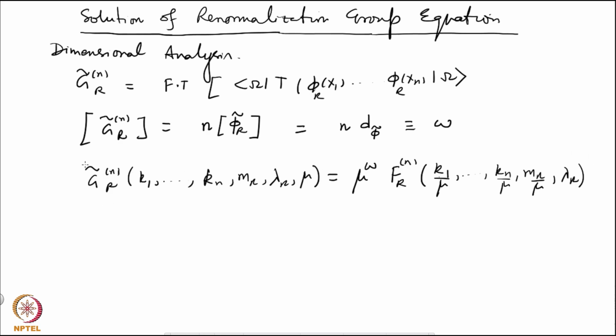So the left hand side is dimensionful, and it has mass dimension omega, because that's the Green's function. It has dimension omega, or n times d phi tilde. So that entire mass dimension has to be taken by this factor mu to the omega. Maybe I'll give you one example and it will be clear. What I'm saying is something trivial, so think of a trivial example.